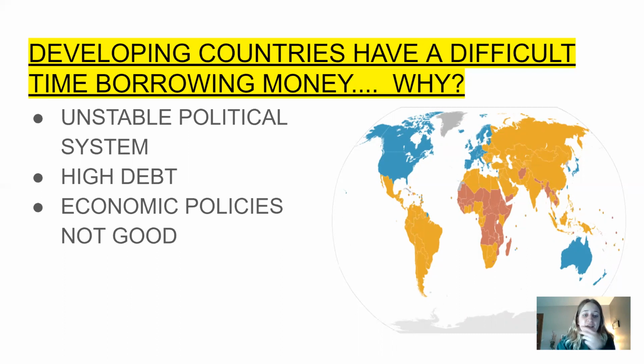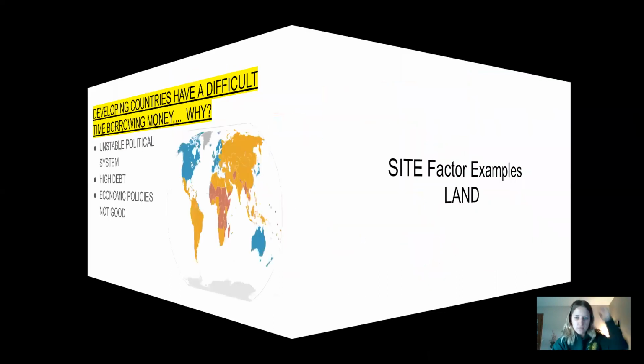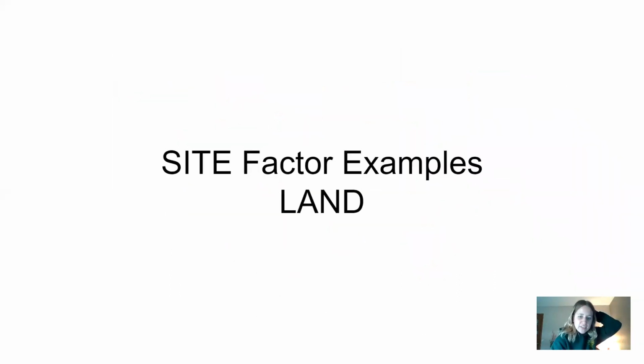I can't say that I'm all that surprised because of these reasons they have a hard time borrowing money. If they can't borrow money, they can't get their political system back up. Their policies won't get any better. So it's kind of just, like I said, an unending circle of just no money. And our last site factor example is land.